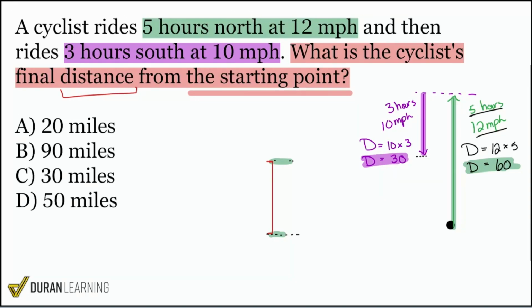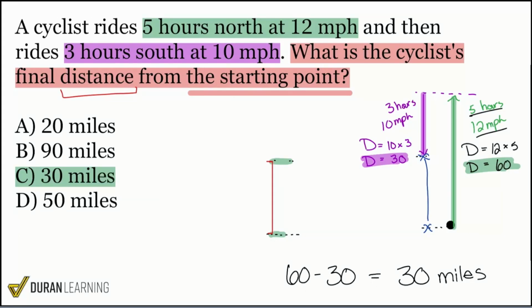We want to know how far we are from here. How far are we from here to here? That's what we want. We want this distance there. And that's going to be 30 miles because this is 60 going up. We subtract 30 going down, going south. 60 minus 30 gives us 30 miles remaining. So it's 30 miles from the starting point, making the answer not B, but C. And again, the reason is because we are canceling out the overlap, canceling out what we erased from going north.